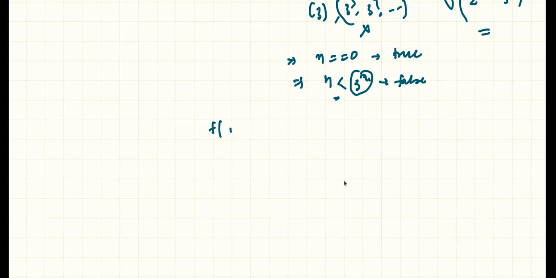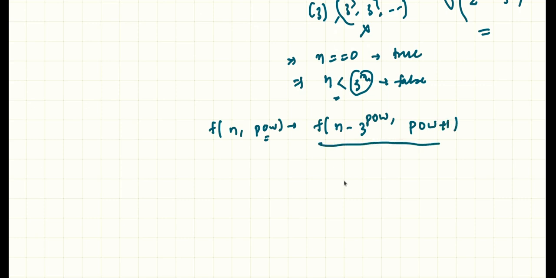So f of n comma power, I have two possibilities. If I include the respective power in the solution, that would be n minus 3 power and power plus 1. Can this form a solution? Or if I don't include the power, it will be still the same number, but can I form it with the rest of the powers, from power plus 1 till all the above? Can I form a solution or not? So this is our recursive relation. There are two possibilities at every step.